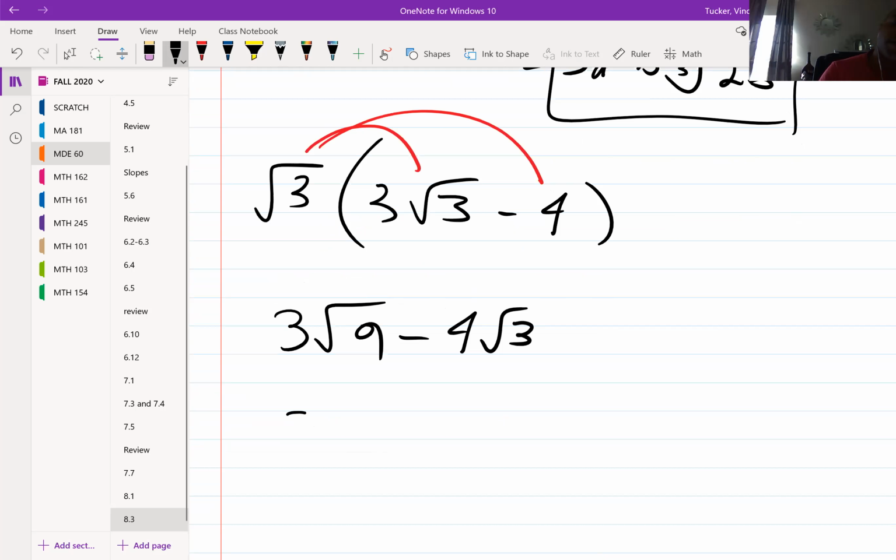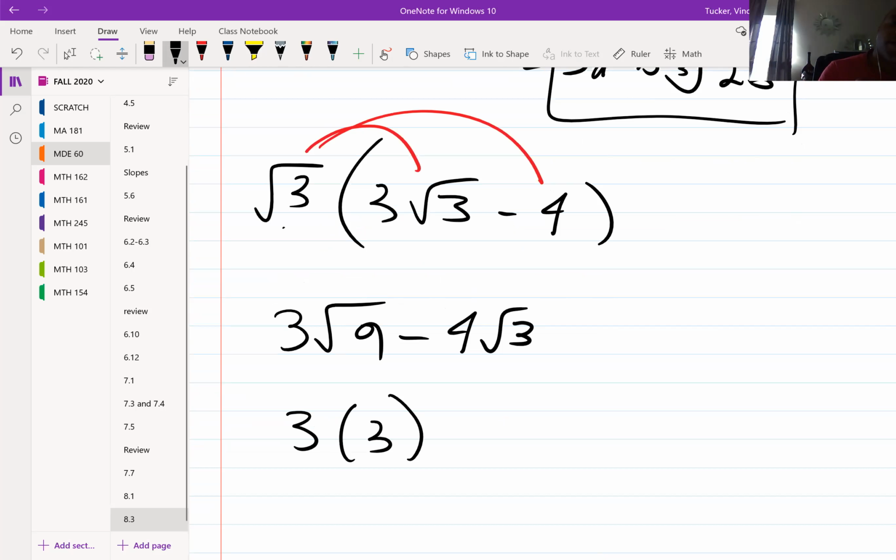Square root of 9 is 3. I keep saying cube root. If I say cube root up here, I was wrong. Sorry about that. It's square root of 3 times 3 square root of 3 minus 4. I think I kept saying cube root, but that's square root of 3. And then 3 times the square root of 9 minus 4 times the square root of 3.